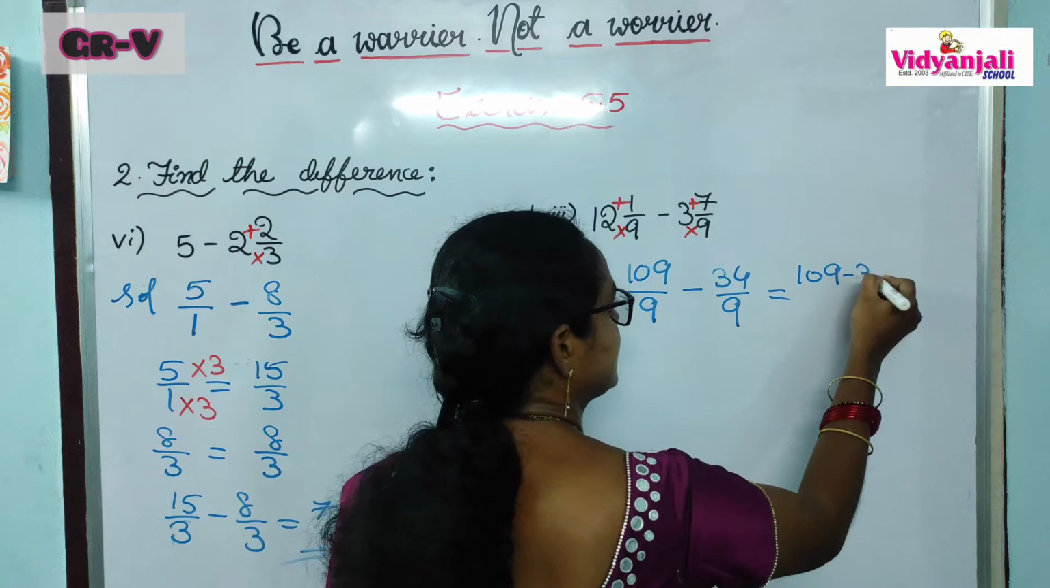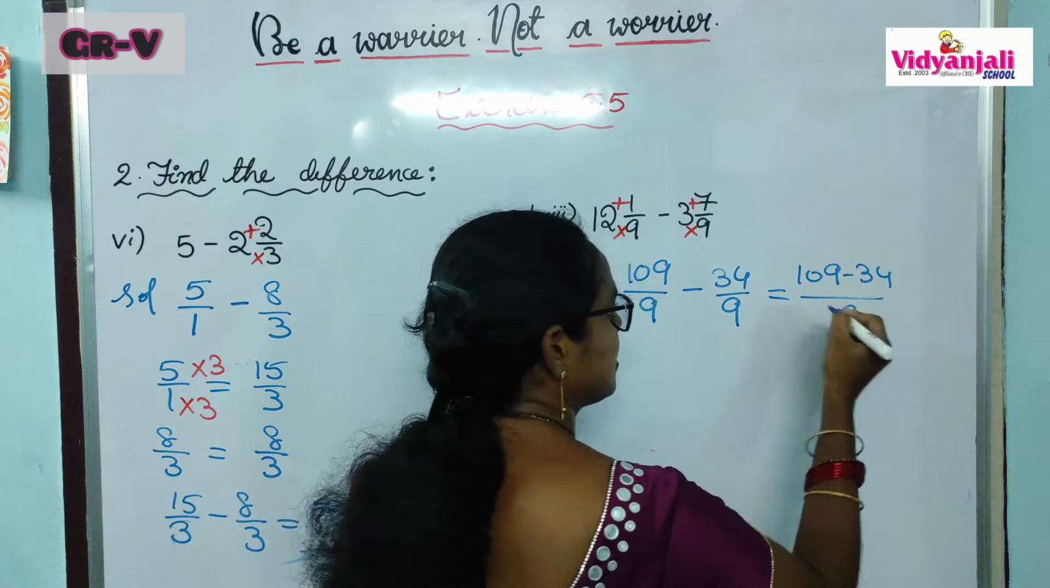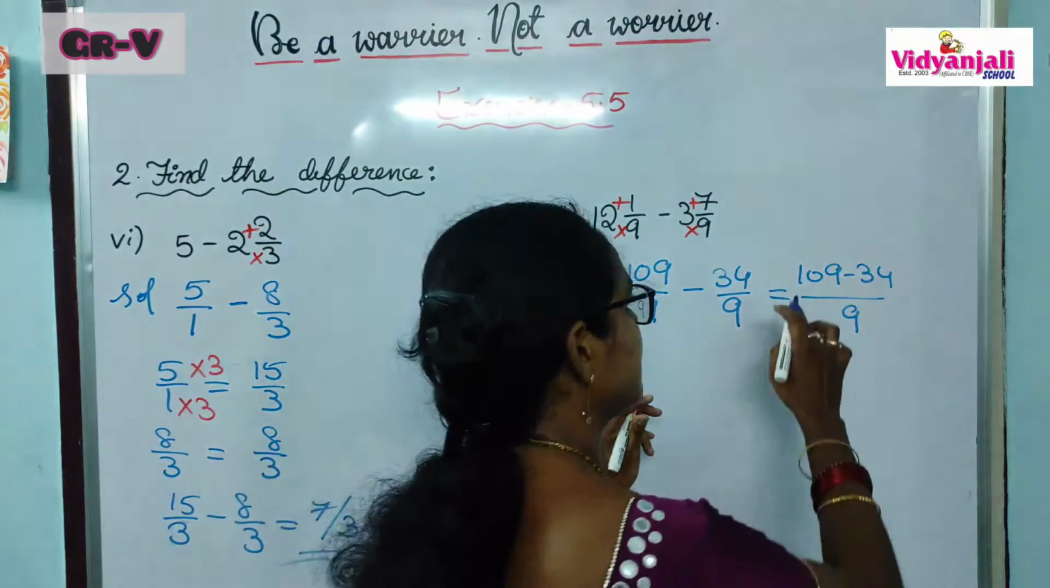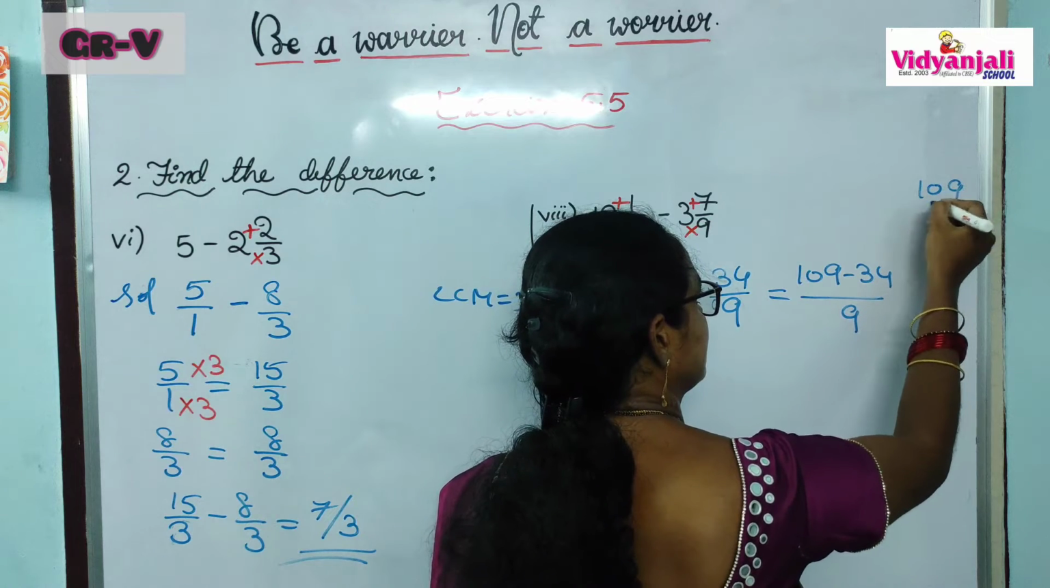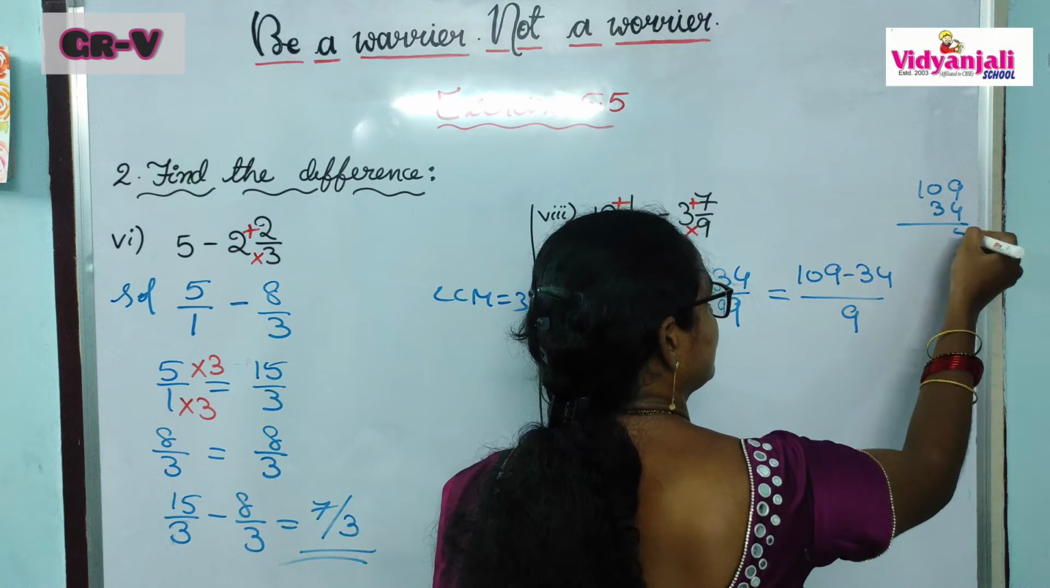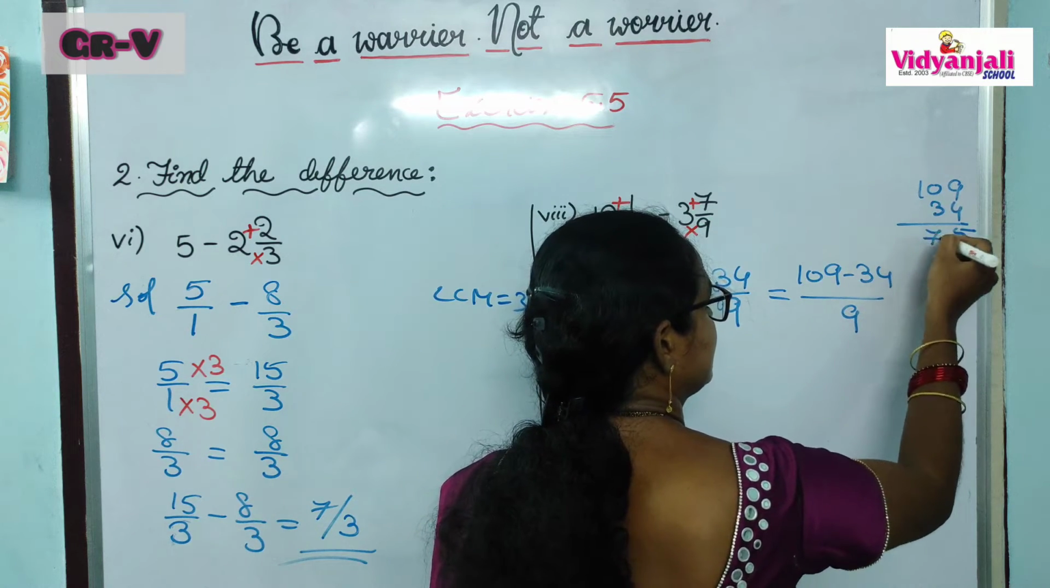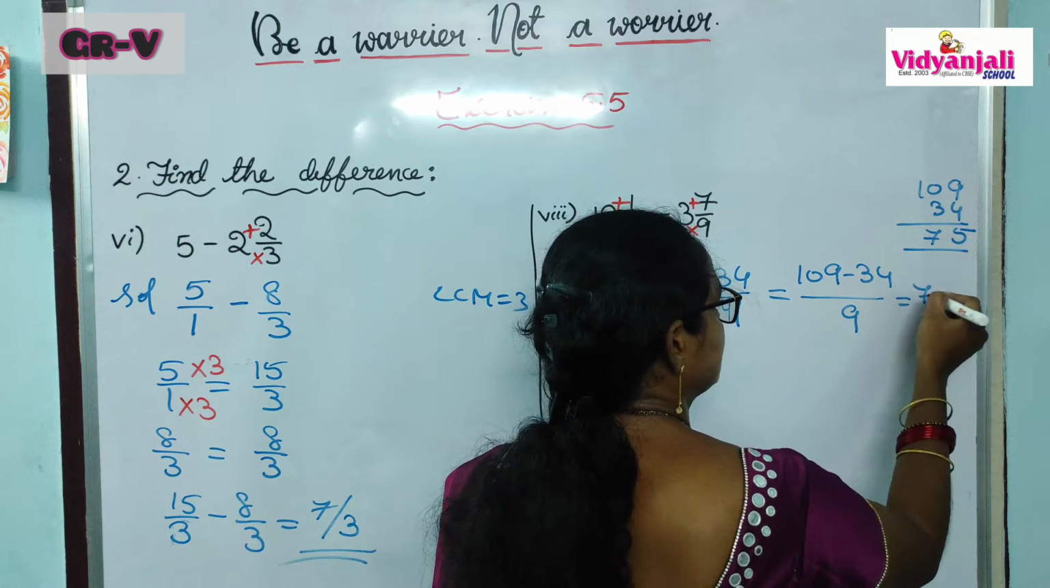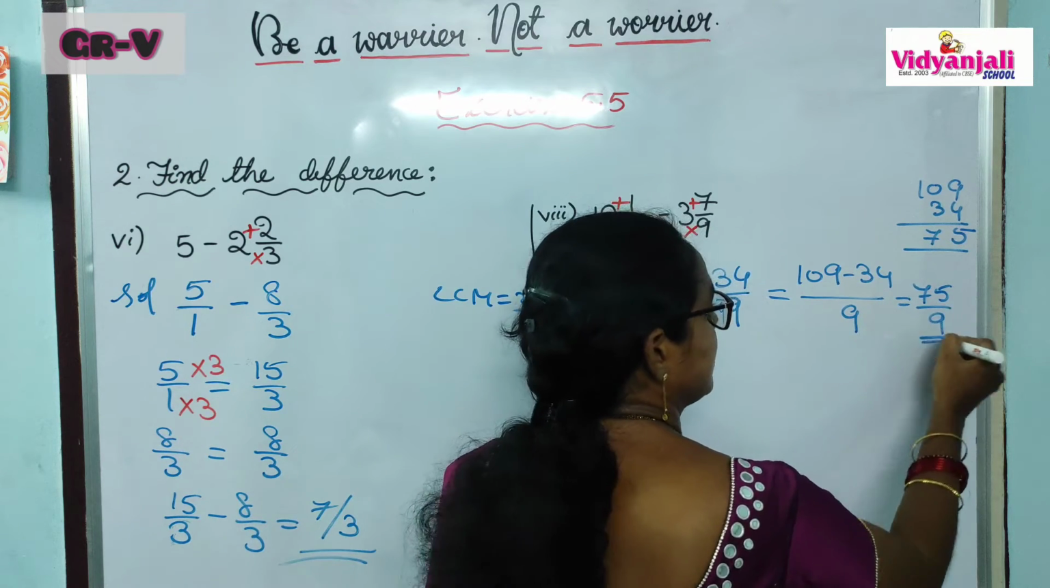109 minus 34 by 9. Let's find the difference between 109 and 34. 9 minus 4 is 5, 10 minus 3 is 7. So the answer is 75 by 9.